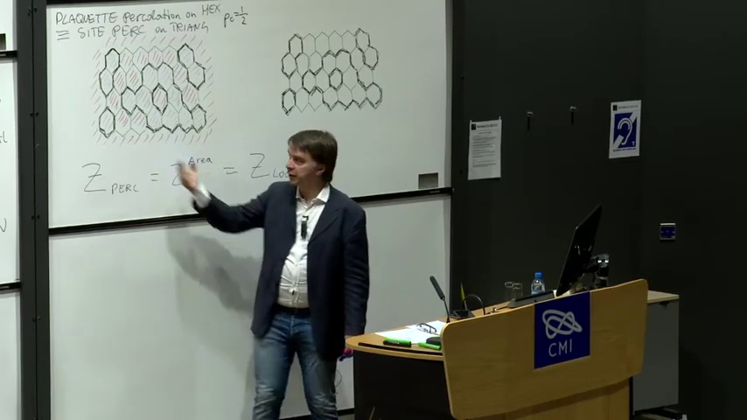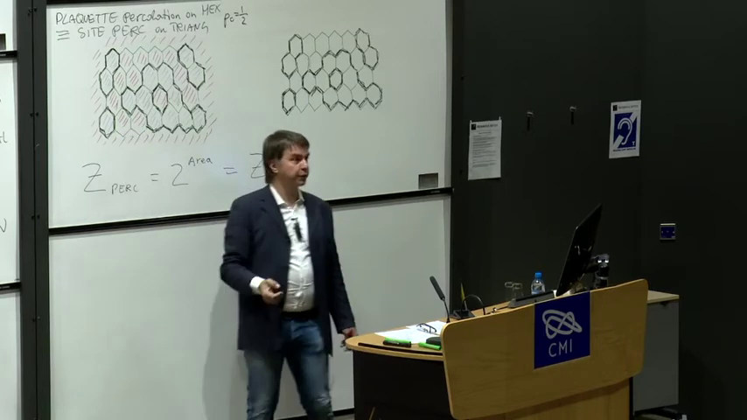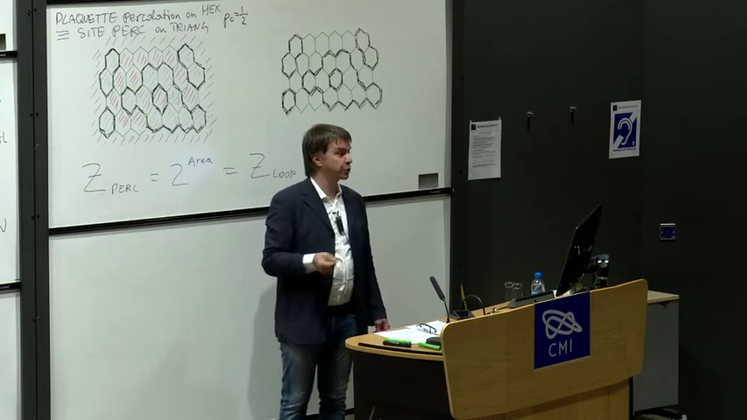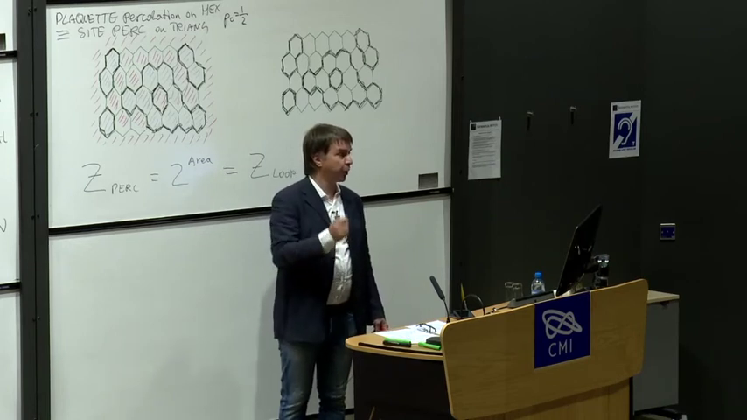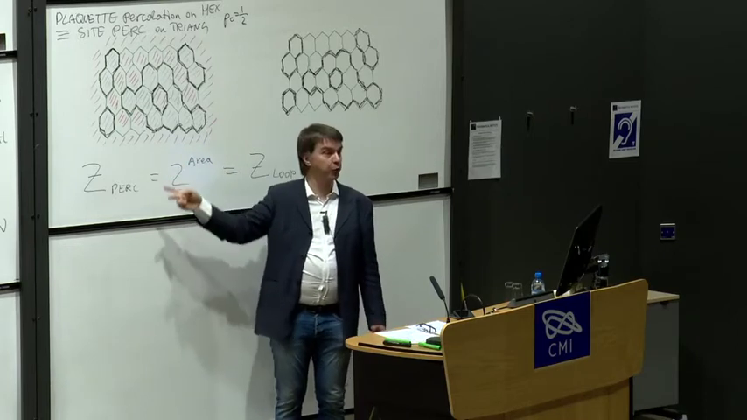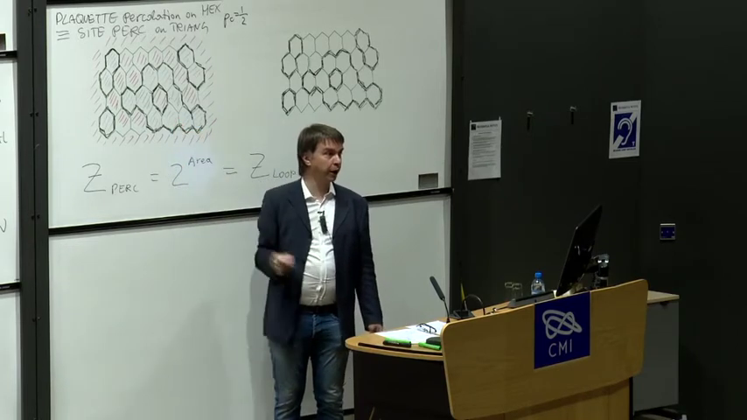Or you can say that each side is blue or red with weight one. Then there are 2 to the power area possible configurations, one for blue, one for red, and you take 1 plus 1 to the power area. So this is the total number of configurations I can draw, 2 to the power area.